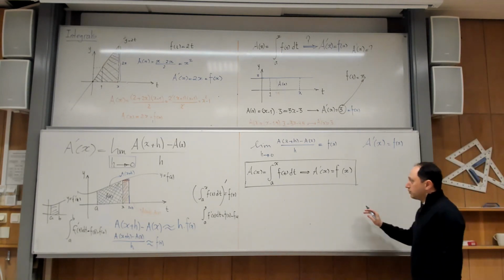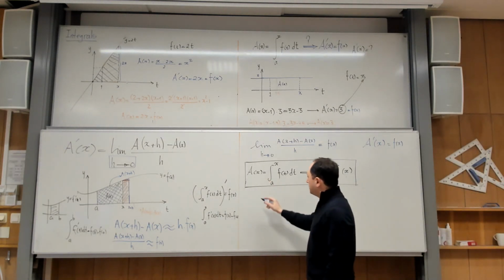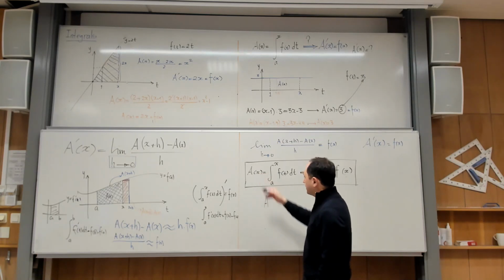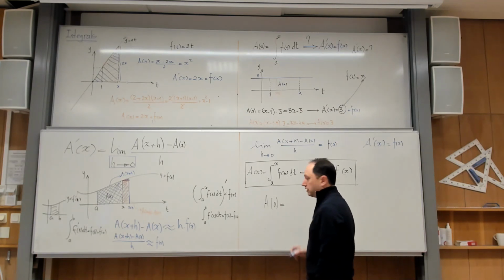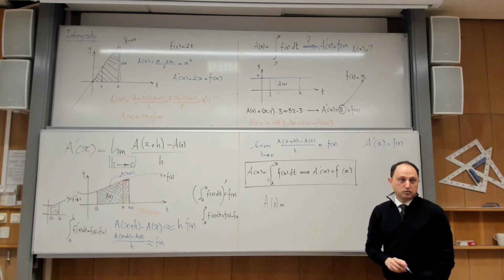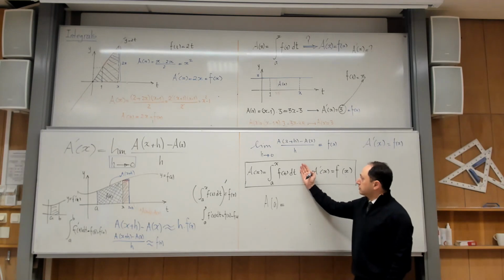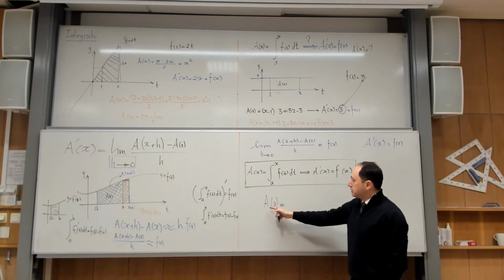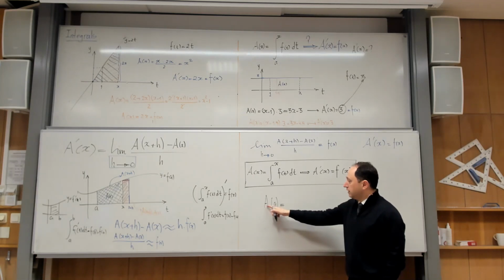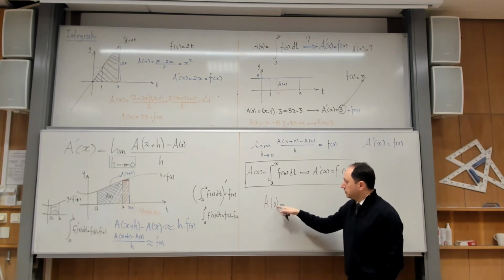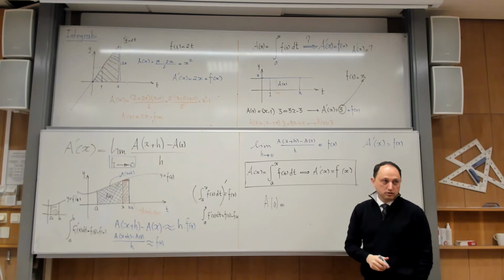Let me ask you one question. Can you tell me what is A of a? Because that's a function, I am allowed to calculate it at different values. So tell me what is the value of the area function at the particular point a. F of a?